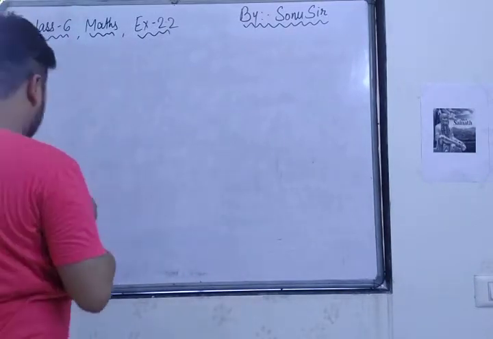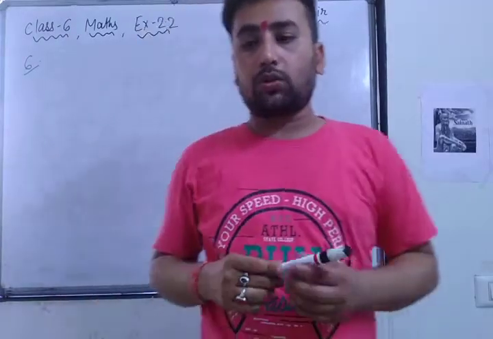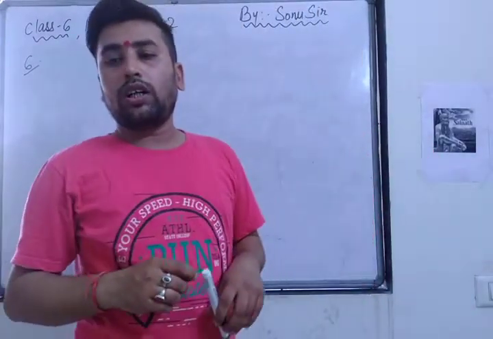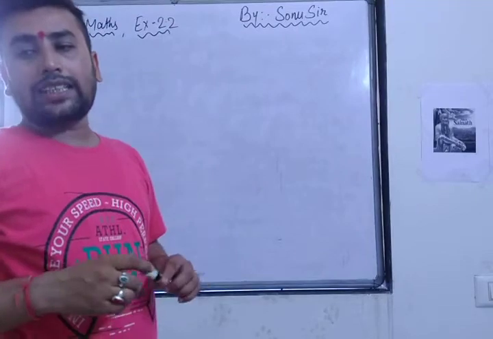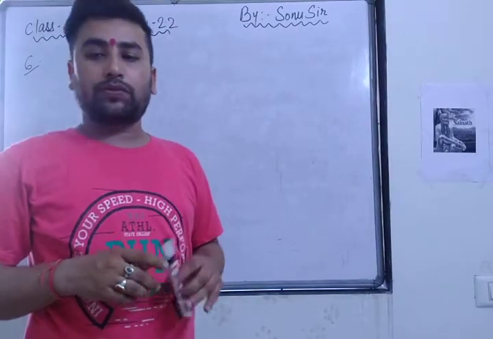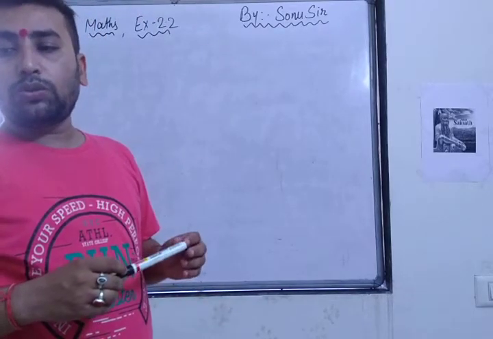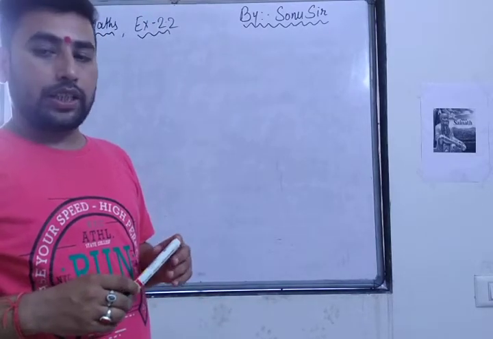What is question number 6? Question number 6 is, a vendor supplies 32 liters of milk to a hotel in the morning and 68 liters of milk in the evening. If the milk cost is 15 rupees per liter, then how much money is due to the vendor per day?